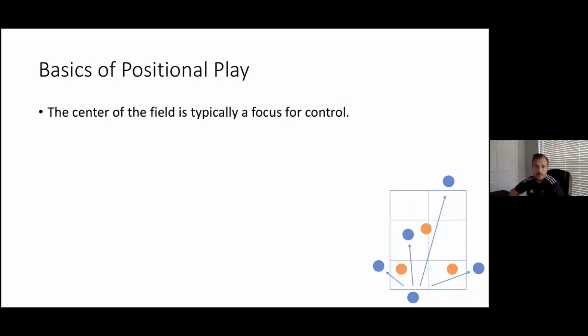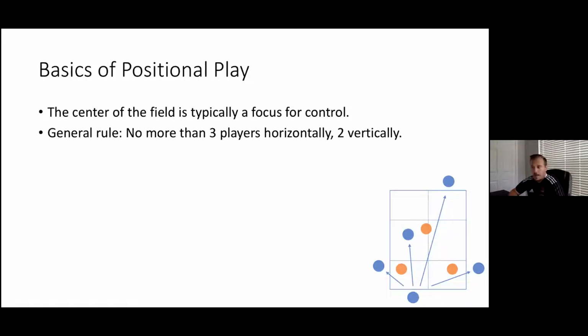They open up the wings for your wingers to go 1v1 or whatever it is. Okay, so typically the centers of focus of control. There is a general rule in positional play where you don't have more than 3 players horizontally or 2 on the same vertical line. And that's just to create better triangles or diamonds in the field.